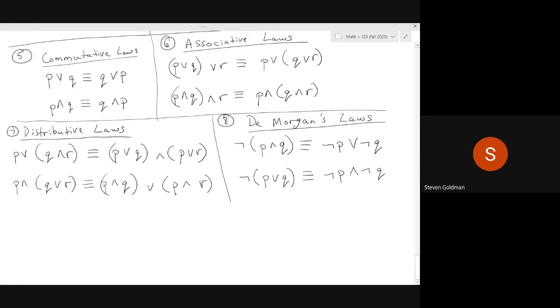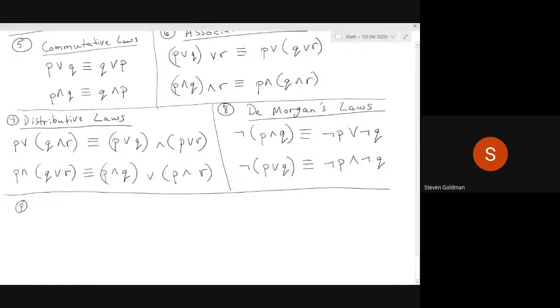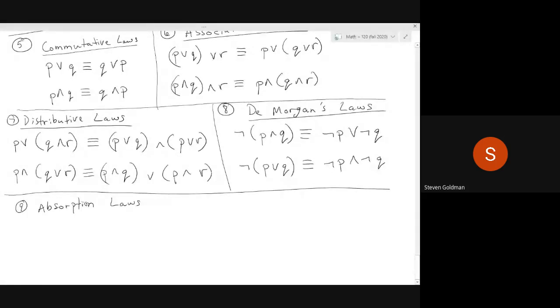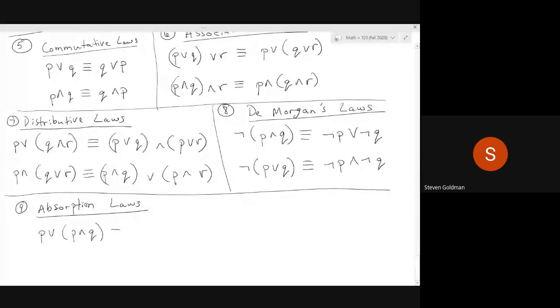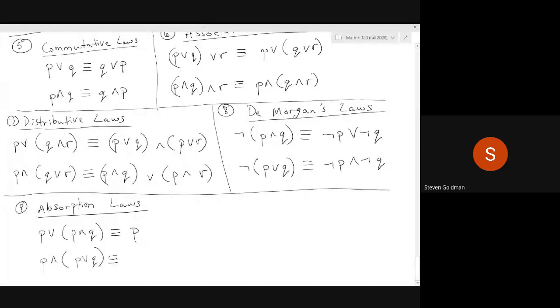Next, number 9. These are called the absorption laws. If I have P or P and Q, notice I have a P repeating here, that's equivalent to P. And if I have P and P or Q, that's also equivalent to P.